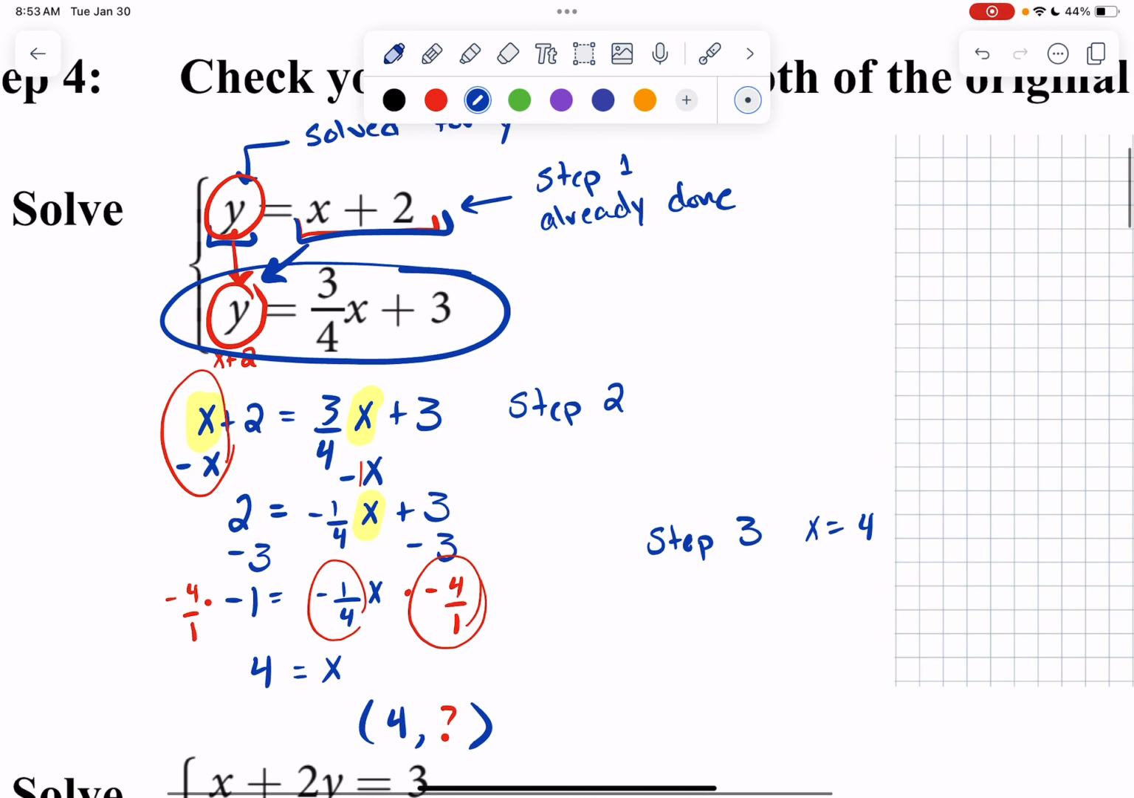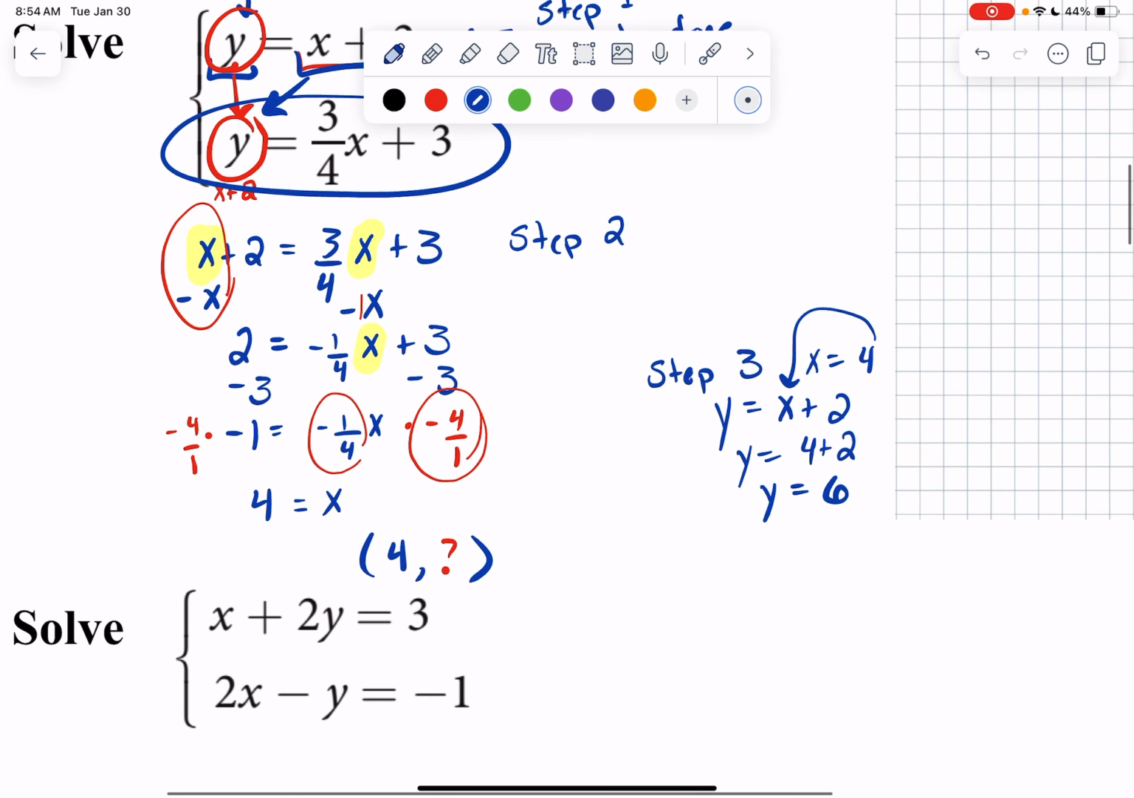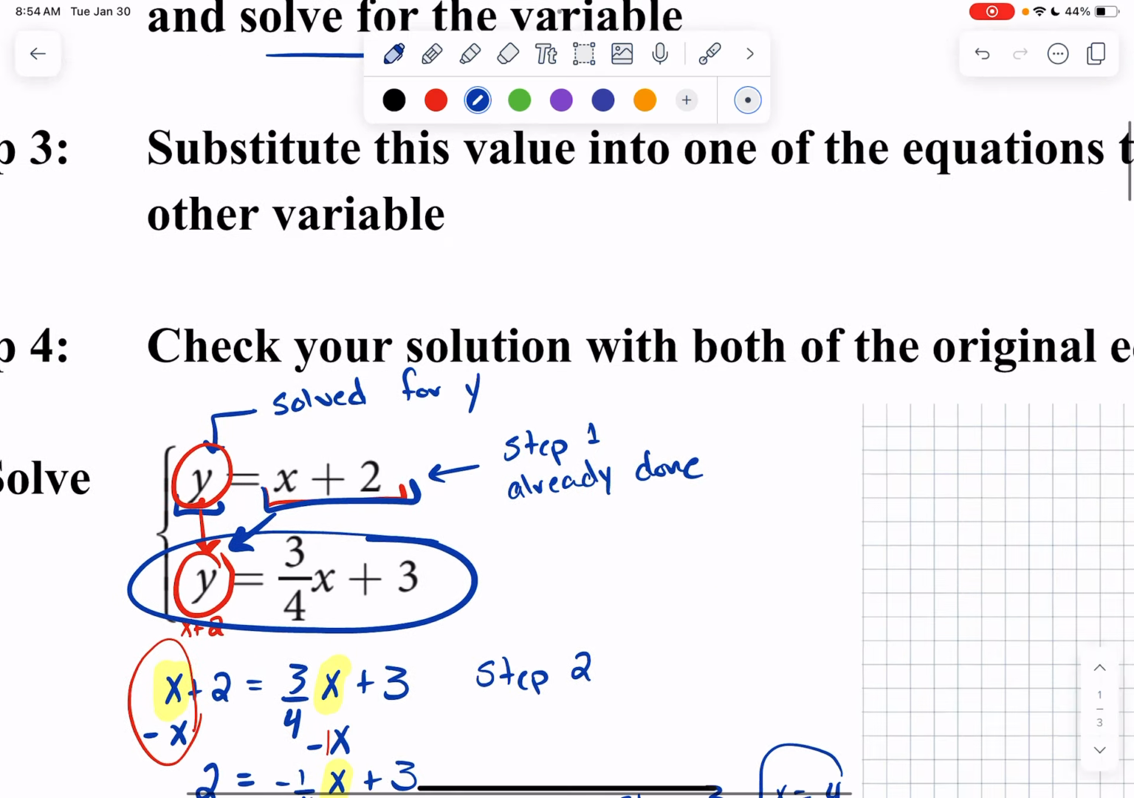So first I'm going to write down the equation. It's y equals x plus 2. But we know x is 4, so y equals 4 plus 2. So y equals 6. So there my y equals 6. So there's my ordered pair. 4, 6. There's step 3.